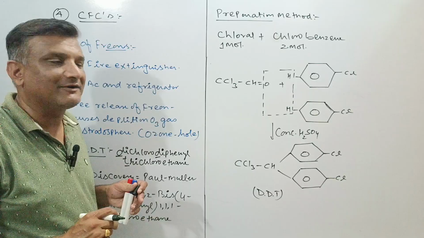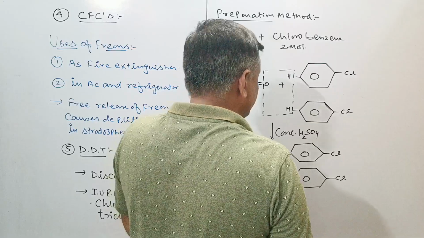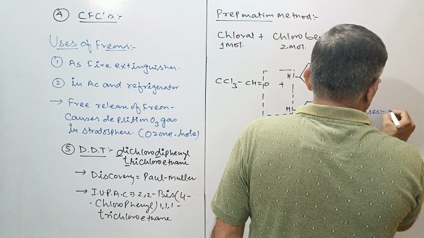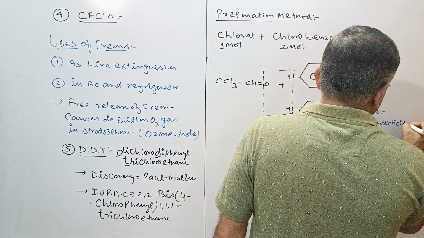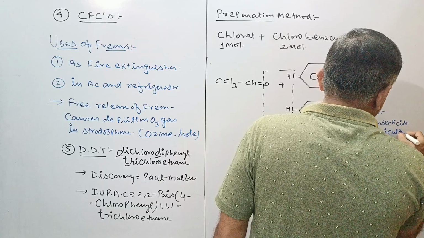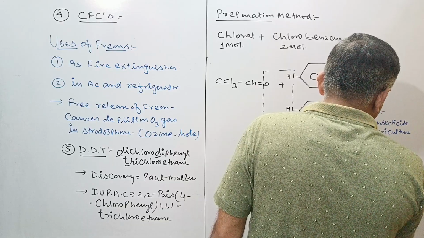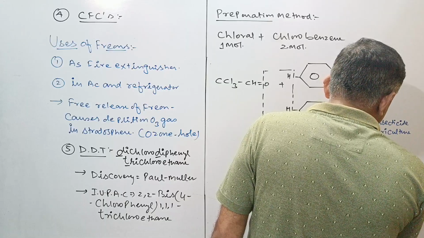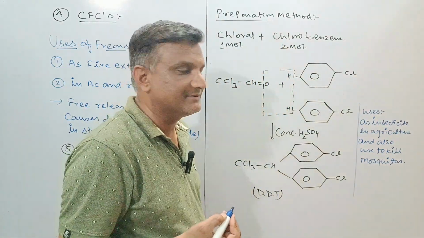This was about the initial part of the DDT. Now if I go with the uses, we can take uses over here. Uses as insecticide in agriculture, and also used to kill mosquitoes, especially Anopheles and Aedes also.